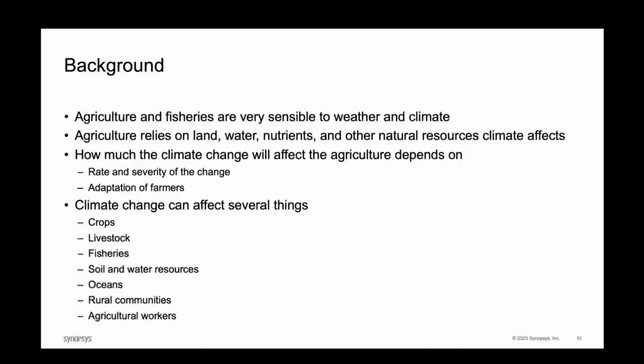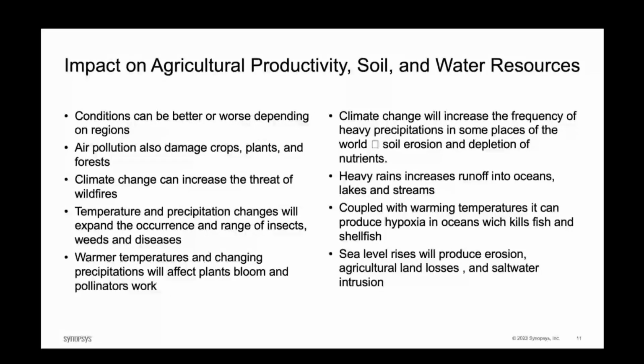There are regions that will be more affected than others. Climate change can affect several things like the crops, the livestock, the fisheries, soil and water resources, the ocean, the rural communities, and the agricultural industries. So the impact on agricultural productivity can be better or worse depending on the region.